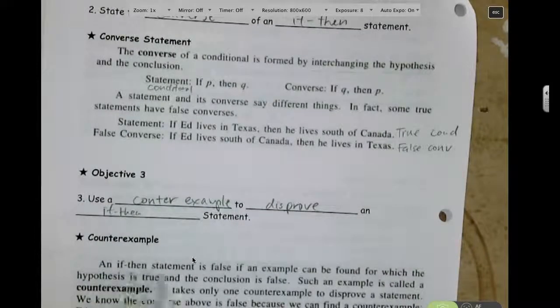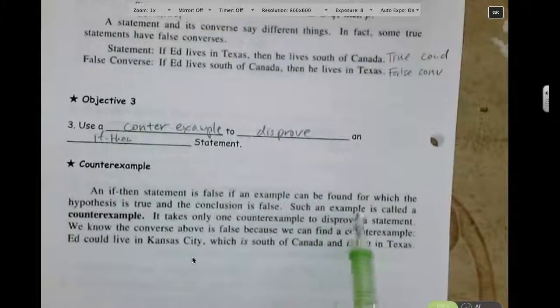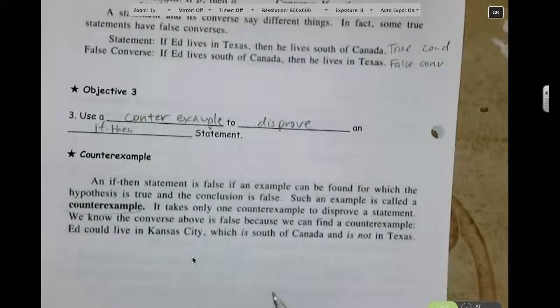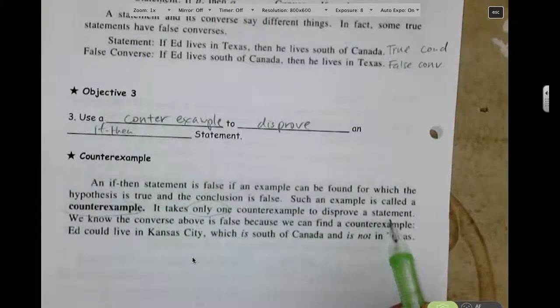So here is how it works: an if-then statement is false if an example can be found for which the hypothesis is true and the conclusion is false. Such an example is called a counterexample. It takes only one counterexample to disprove a statement. We know the converse above is false because we can find a counterexample.